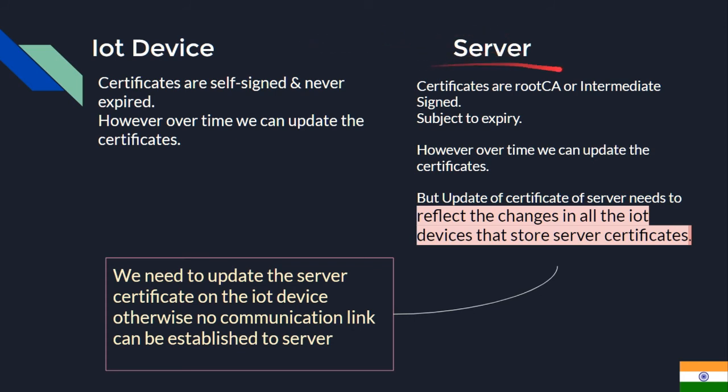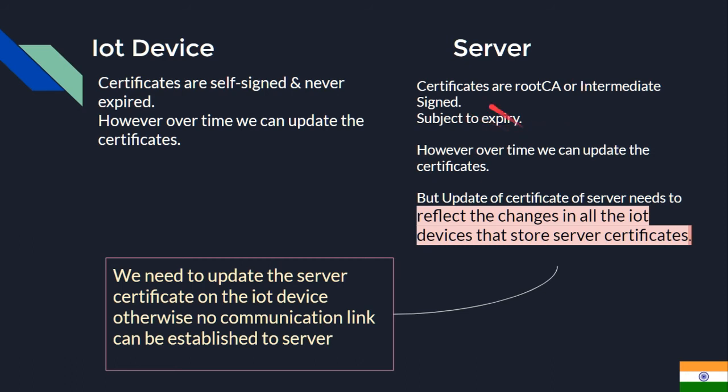And at the server end, what we have done, the server itself has another certificate. This certificate is nothing but the server's certificate. This is the IoT certificate. This is the server's certificate. This certificate is issued by the root CA or the intermediate CA, the certificate authority, and this is subject to expiry.